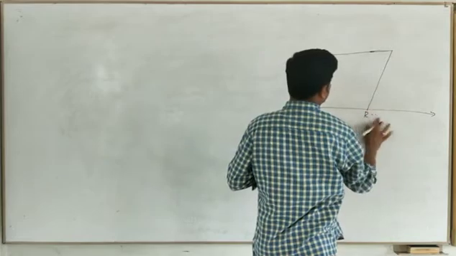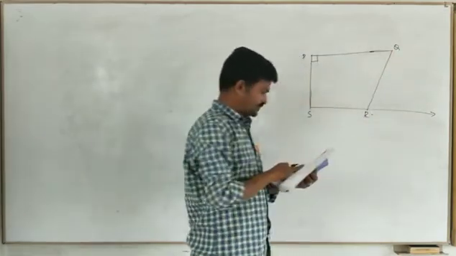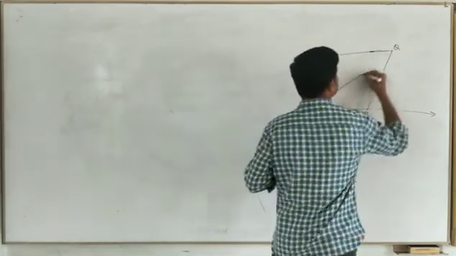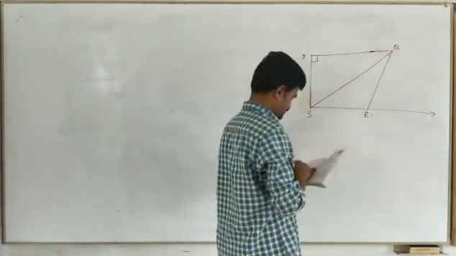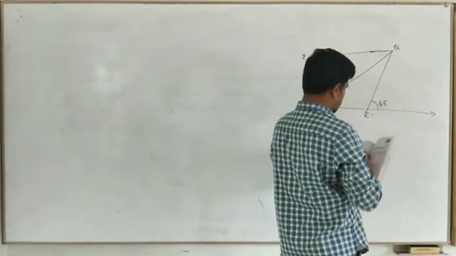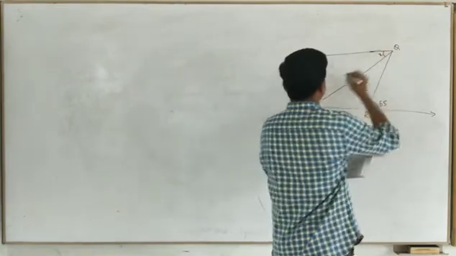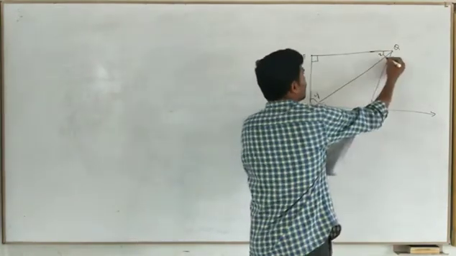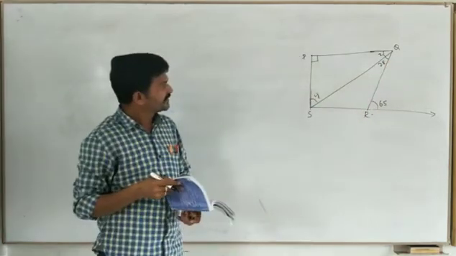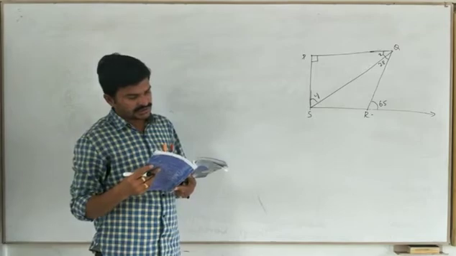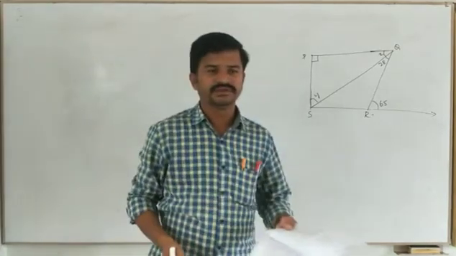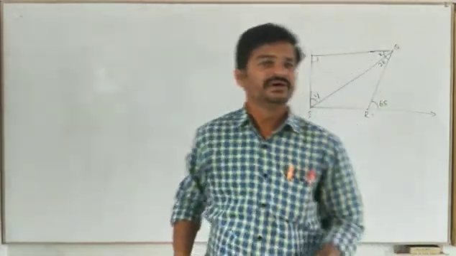This is R, okay? This is Q. And also you have joined SQ, like this. Now this angle is 65 is given, and this angle is X, this angle is Y, and this angle is 28 is given. Are you clear? Yes, sir. And then he has to find X and Y. He has to find the values of X and Y.